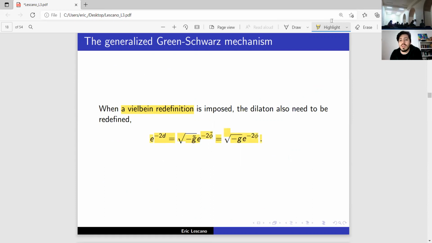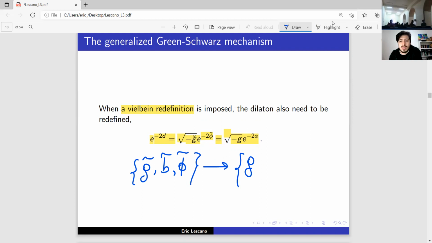I am not going to talk much about this. It's just a computation, but your dilaton needs to be redefined. So in some sense, over here, our fields from double field theory are chi tilde, b tilde, and phi tilde. And we need to move to these new fields, which are the version of the rule fields. And even the dilaton needs to be redefined.